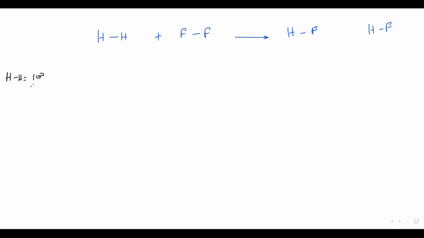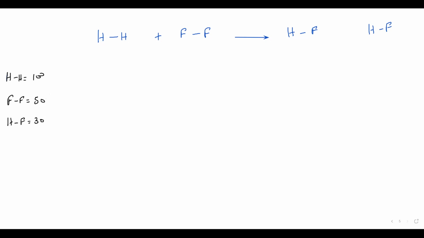That is, for example, hydrogen-hydrogen is 100. These are not the exact numbers. In the exam there are fixed numbers. I'm just taking random values to explain the idea. Then hydrogen fluoride, for example, is 30.